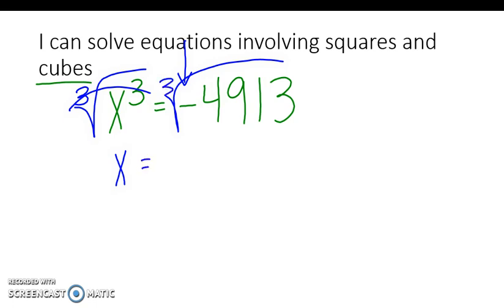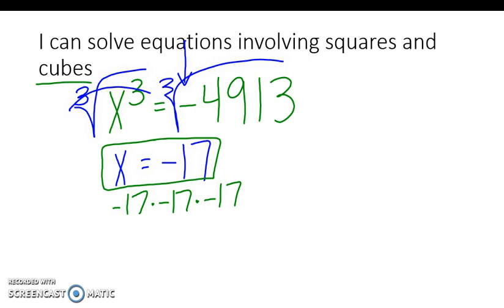So we take the cube root of negative 4,913, go ahead and type that in, and hit enter. You should get negative 17. Now guys, remember we can check these problems. That's what's so nice about these, and it's quick. If I took negative 17 times negative 17 times negative 17, I should get negative 4,913. And I do, so I'm correct. So x is equal to negative 17.